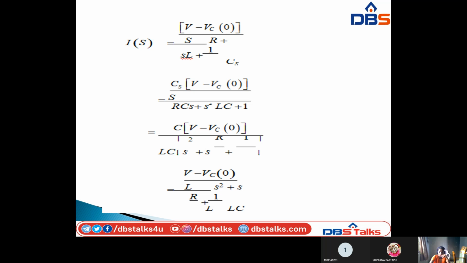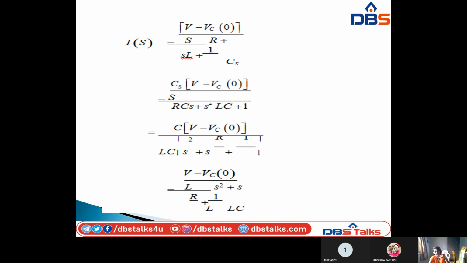So we have to calculate commutation in self commutation. We have to calculate current Is. So Is means Vs by resistance, so current will be calculated by voltage by resistance. Here voltage will be V minus Vc of 0 by S, and impedance is S L plus R plus 1 by C S.